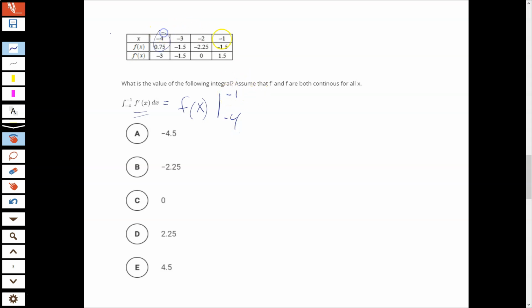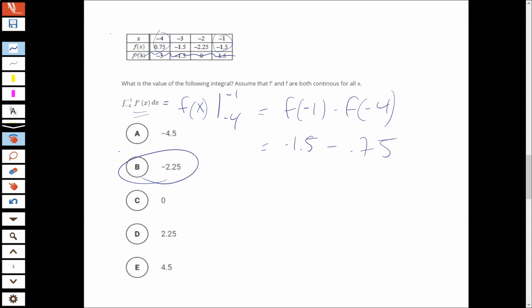Well, conveniently, we have these in the table, right? We actually don't need this row at all. So what that's going to look like is top minus bottom, so f of negative 1 minus f of negative 4. So pay attention to the order and the signs here. So we're going to get negative 1.5 minus 0.75. And then the result here is negative 2.25. Okay. And notice if you'd gotten that order backwards, you would have gotten one of the wrong choices here.